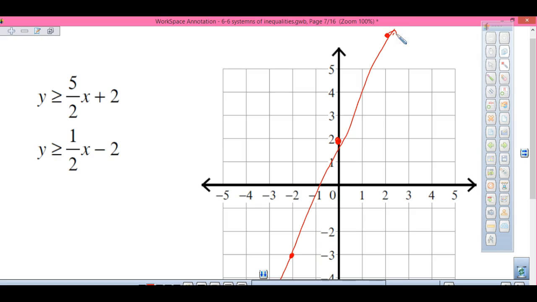All right, so I have a solid line. Now, what point do I test to see where I shade?